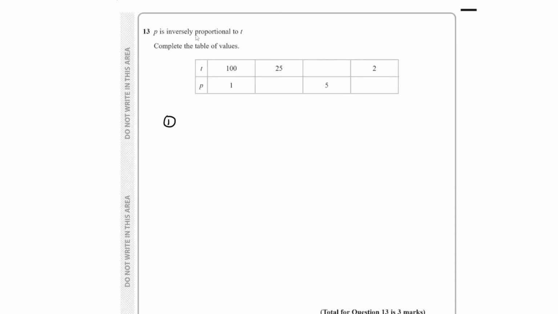So the formula for inverse proportion, normally we obviously use y and x, is y is equal to k over x. Remember which way around it is. Now, obviously here they've used P and T.